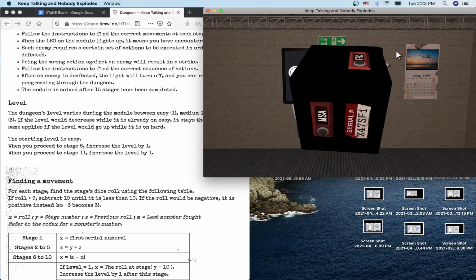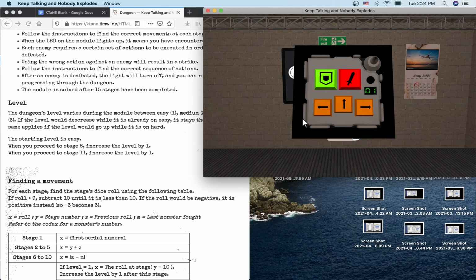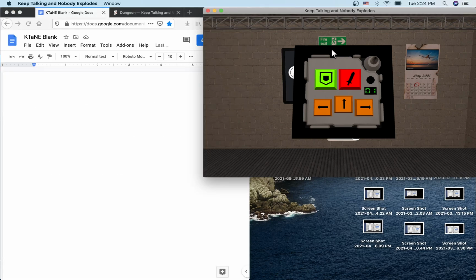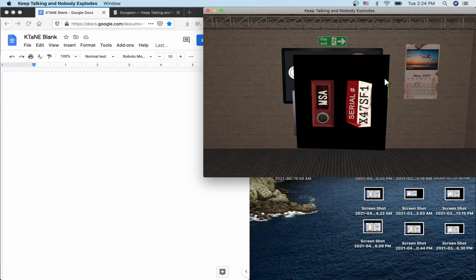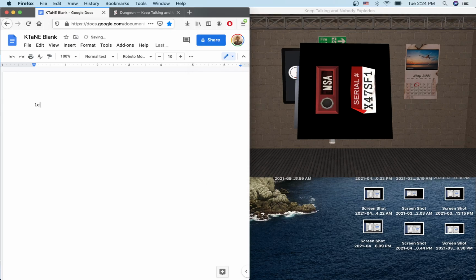The general concept of this module is basically that you are playing a role-playing game, Dungeons & Dragons or something of that type, and we're going to make 15 different movements corresponding to dice rolls that we will calculate, and kill some monsters along the way as well. So, for the first dice roll, it's fairly easy. It's just going to be the first digit of the serial number. And I'm going to put down some other things here that we'll get to as they come up. But the first dice roll is going to be 4. First digit of the serial number.